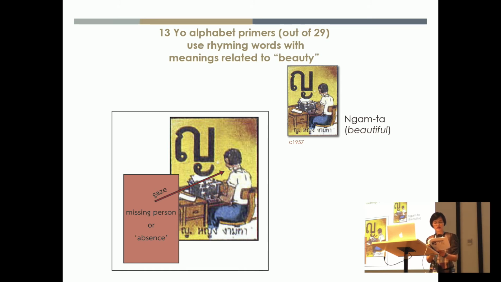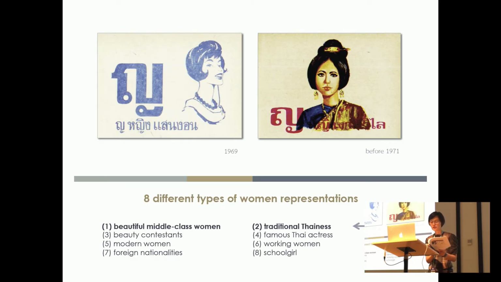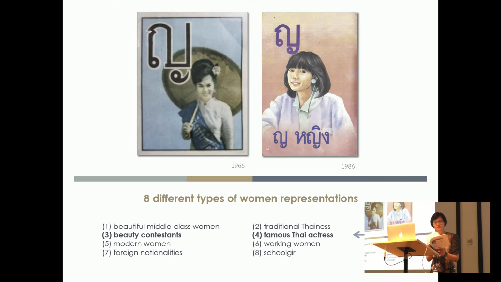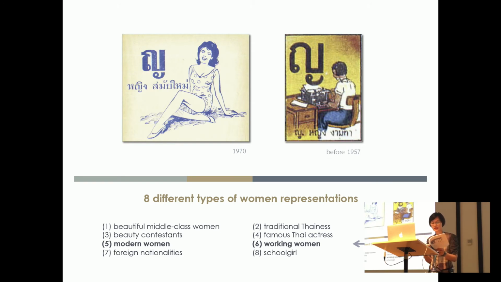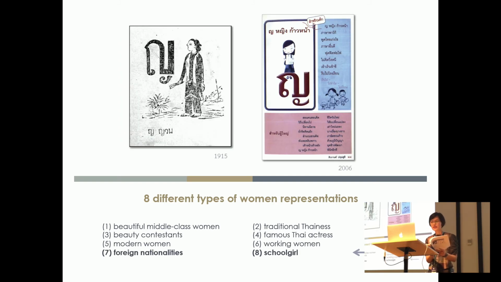Then, in order to understand the status and roles of women represented in 31 Thai primers, I started categorizing the denotative meanings of the woman images. Among 29 Thai primers portraying women, 8 different types of women representations are grouped. First, beautiful middle-class woman. Second, traditional Thai woman. Third, beauty contestants. Fourth, famous Thai actress. Fifth, modern woman. Sixth, working woman. The seventh, foreign nationalities. And the last, children as schoolgirls. All 8 types of women representations in the Thai alphabet primers are grouped based on the similarities of their visual symptoms.